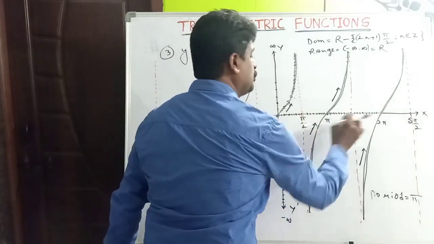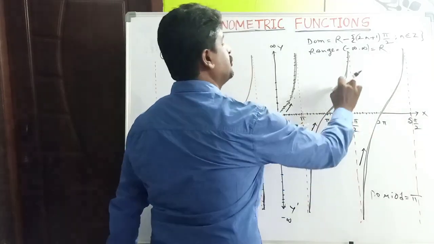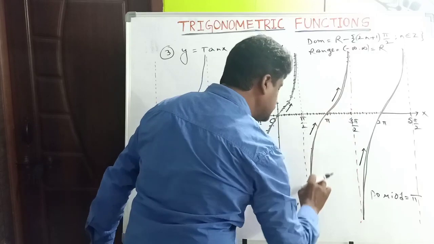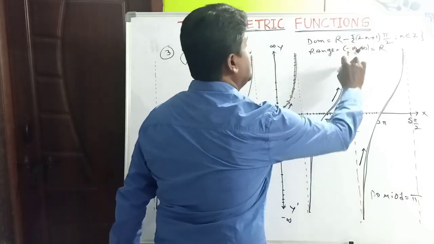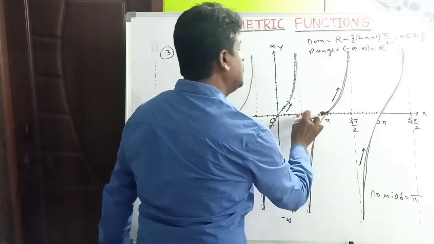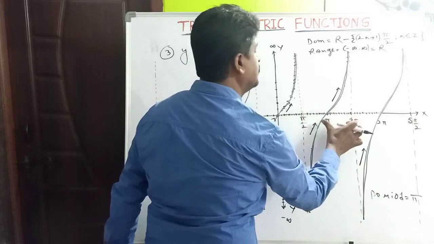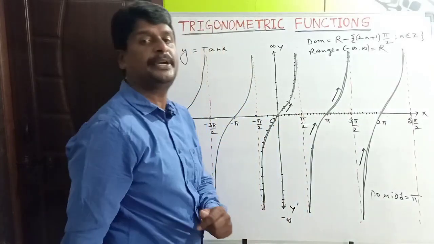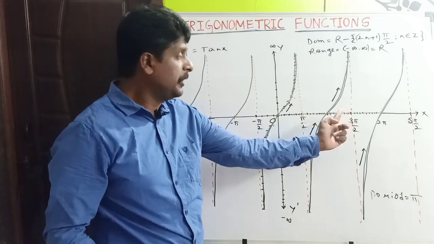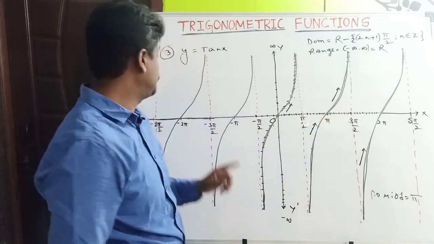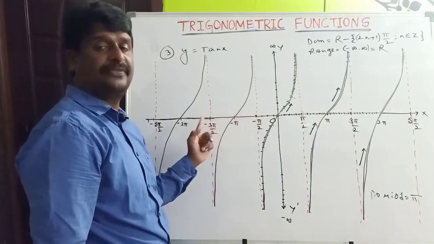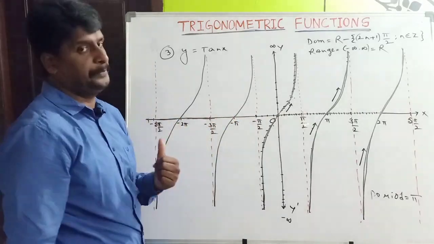Again, from pi by 2 to 3 pi by 2, there is no discontinuous point and no sharp edge of the graph. That's why it is differentiable at each and every point between pi by 2 and 3 pi by 2. It is also differentiable between 3 pi by 2 and 5 pi by 2, and also between these other intervals.